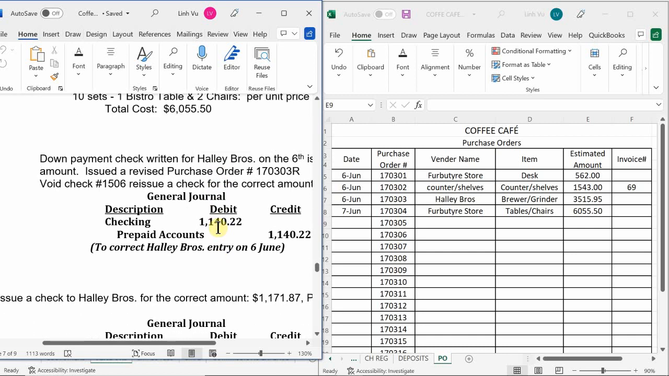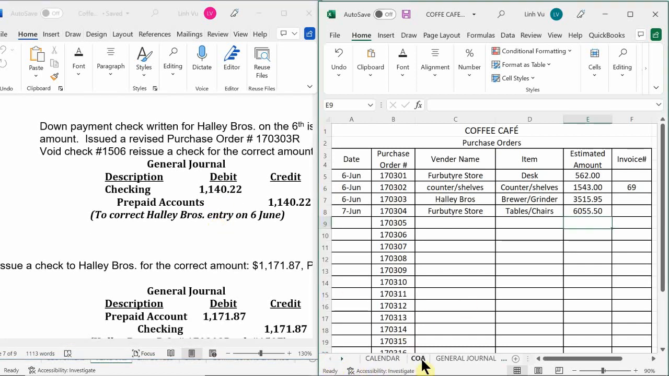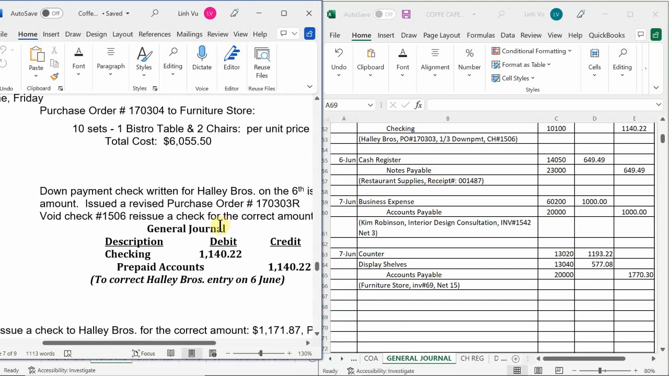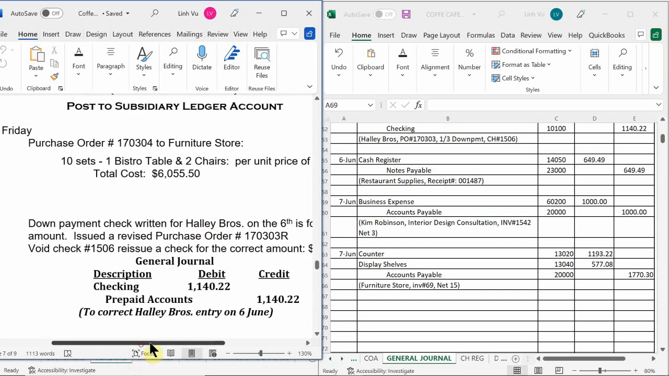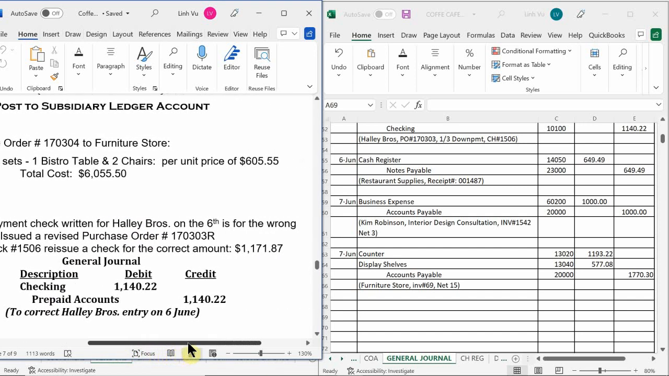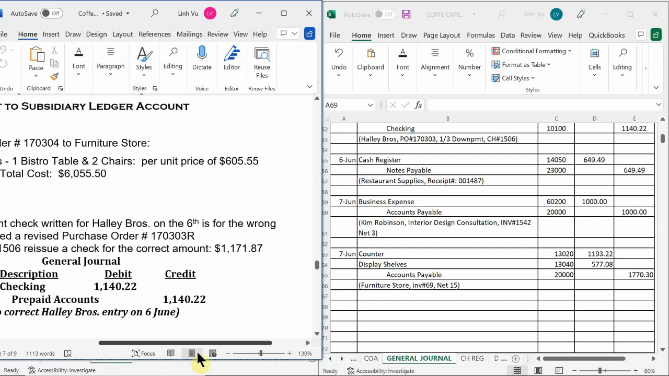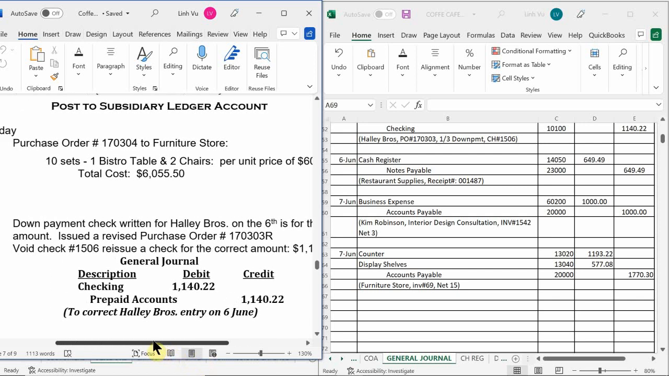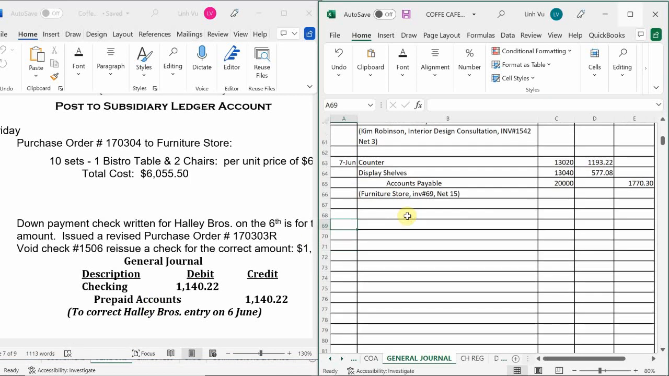Here, someone tells me that Mr. Holly Bros rejected our check because it was not 1/3 of the price. So in this case, we looked over our purchase order once again and found out that the exact price for 1/3 of it is actually $1,171.87.